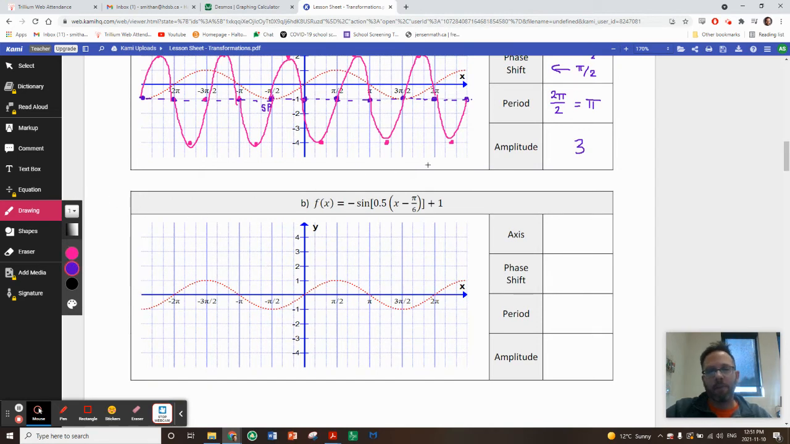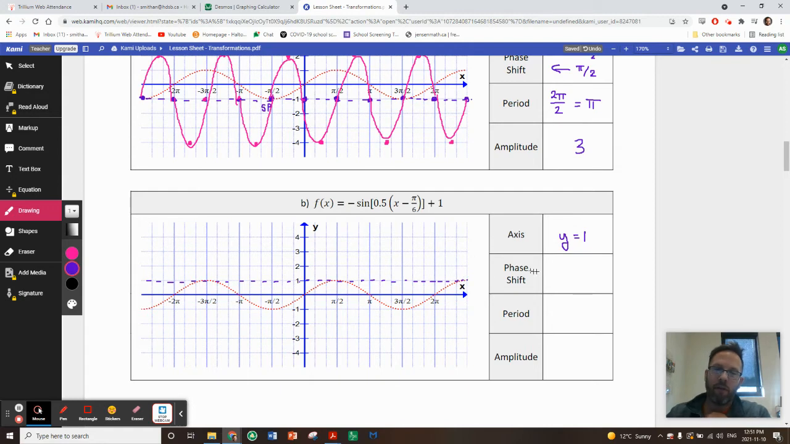So step 1, where is our axis for this one? We can read it off. It's at y equals 1. Let's add it to our graph. We know our transformed sine function will go above and below this axis. All right, where are all the points on the axis?